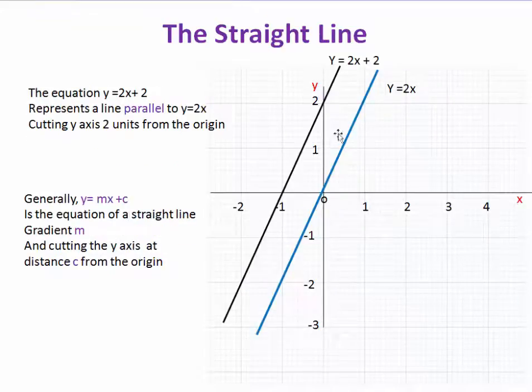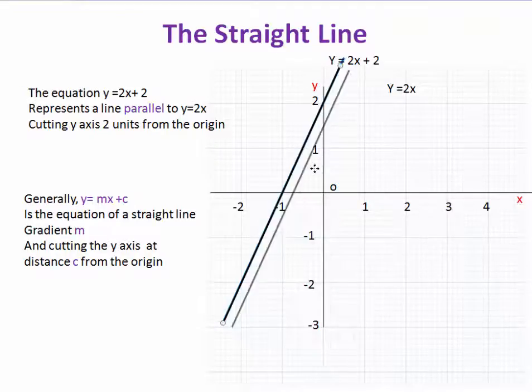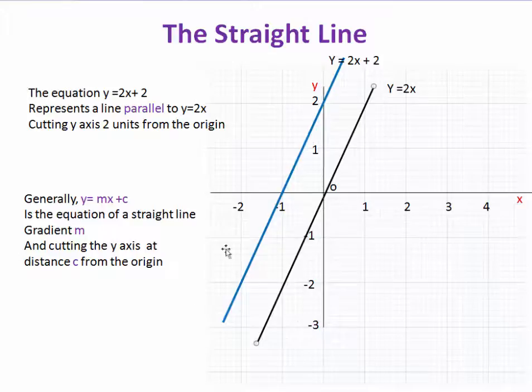Now here we've got the line y equals 2x, and it's parallel if we move it up. So let's try and move that up. So we're going to move this line up, just keeping it parallel to this position, where it crosses the y-axis at 2. Then the equation becomes y equals 2x plus 2. Okay, let's move that back. So y equals 2x, y equals 2x plus 2.